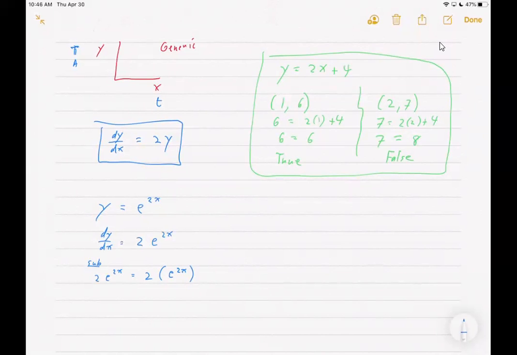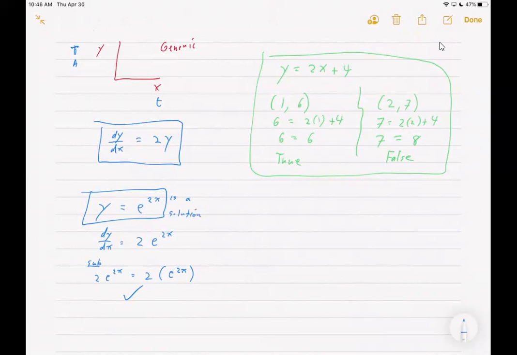So no matter what value I put in for x, 2 times e^(2x) will equal 2 times e^(2x), whether x equals 0, 1, 2, 3, 4, negative numbers. You can put in irrational numbers. This is always true. So I can put a check mark. So y equals e^(2x) is a solution.